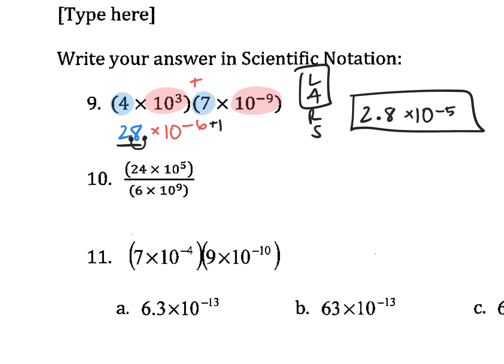Okay, looking at number 10, we are dividing. So we're going to take 24 divided by 6, which gives us 4. And then we're going to do 10 to the 5th divided by 10 to the 9th. So we're going to subtract those exponents. So times 10 to the negative 4th power. And we're done. That number's in scientific notation.